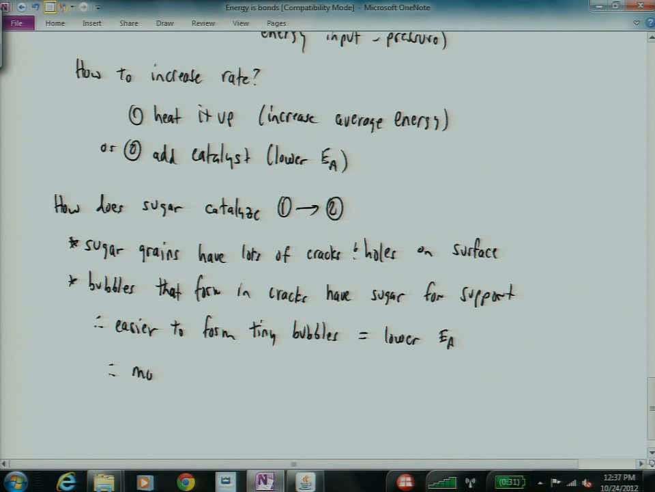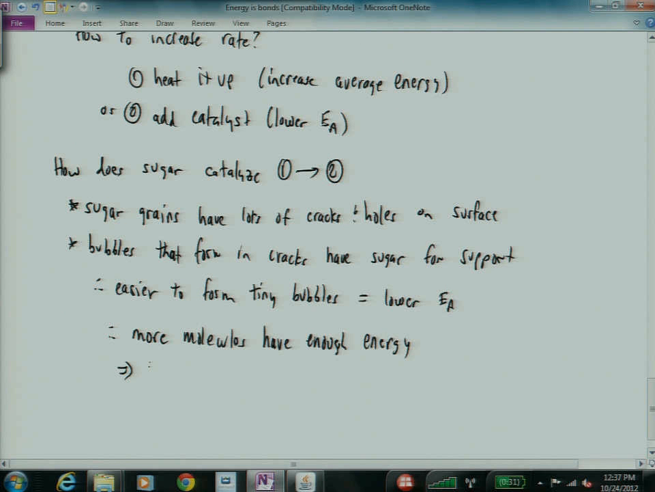Therefore, more molecules have enough energy. That means a faster reaction. The note here is this is a physical catalyst, not a chemical one.